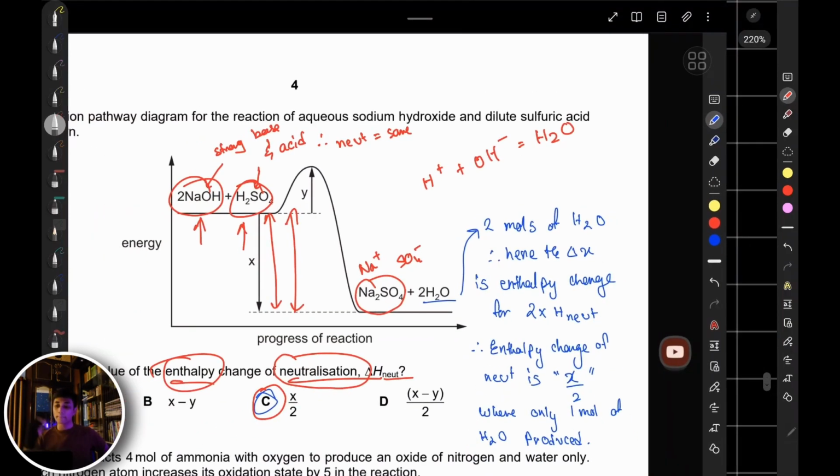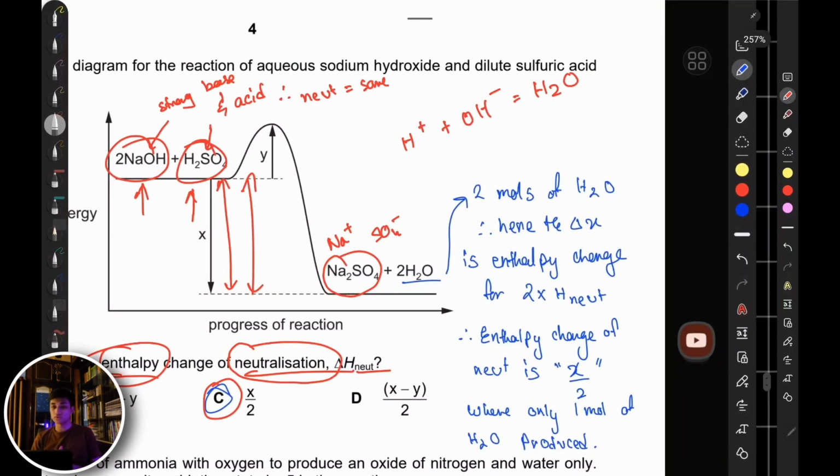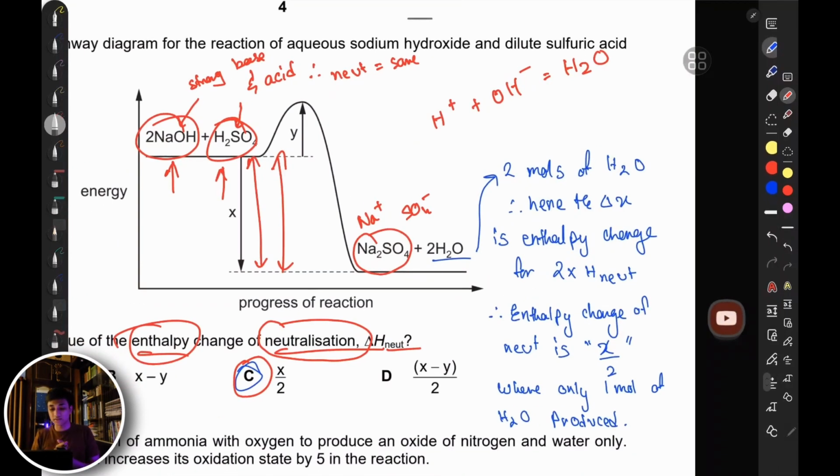Why? Because enthalpy change of neutralization is just asking you to give the amount of energy change when 1 mole of H2O is formed, or when 1 mole of the product has been formed in a neutralization reaction. In this neutralization reaction, 2 moles of water have been formed. And we are not taking into account NaOH, H2SO4 or sodium sulfate. Why? Because they are already soluble in water.